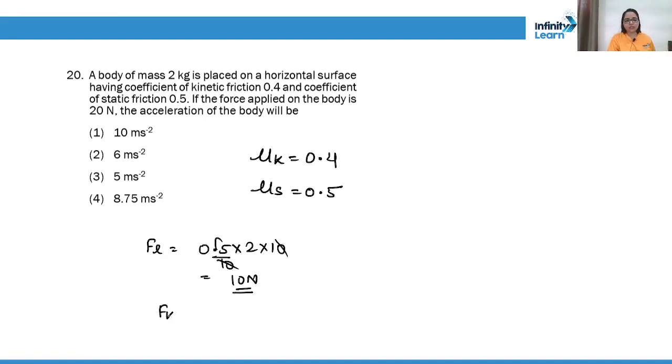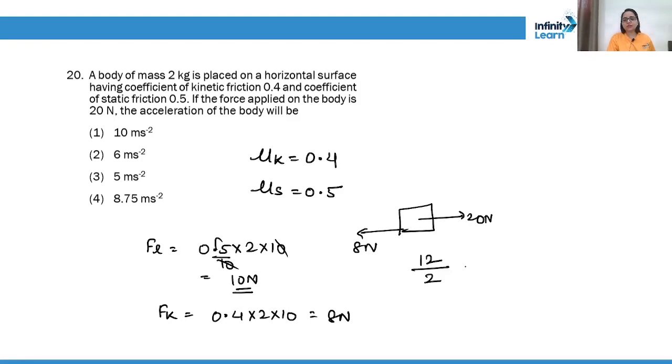So kinetic friction Fk will be mu k mg, which is 0.4 into 2 into 10, and that is equal to 8 Newton, right? So in this case, the body will experience 20 Newton in forward direction and 8 Newton in backward direction. So net force will be 12 Newton, divided by mass of the body will give you acceleration, which is 6 meter per second square, and that is option 2.